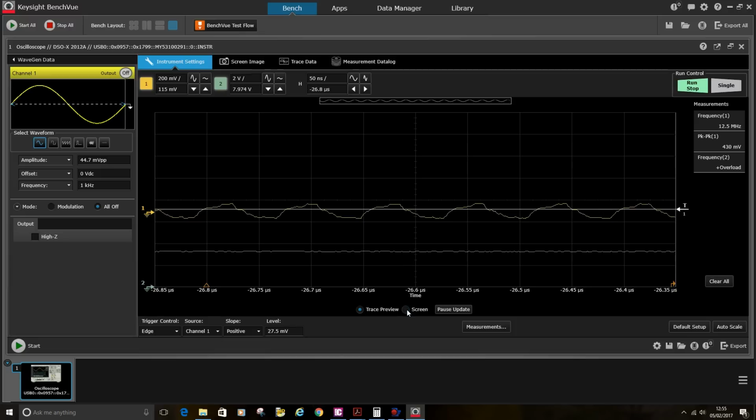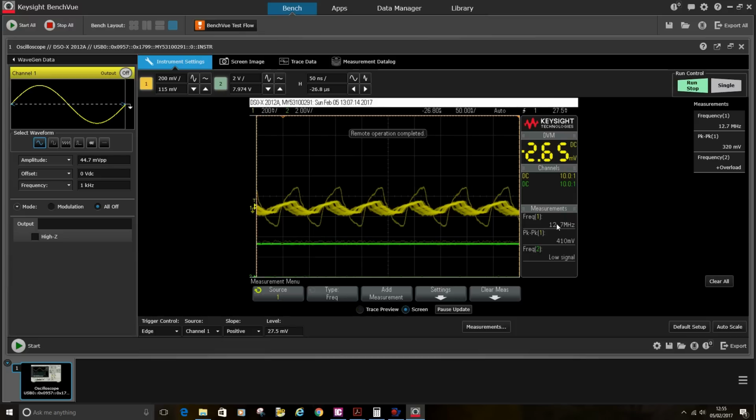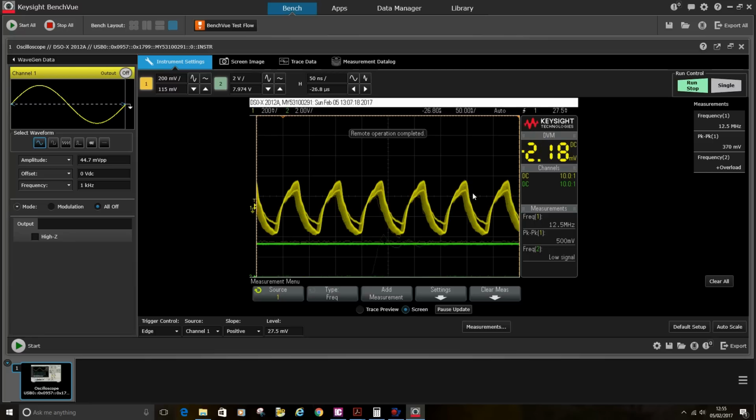If I get a screenshot, there we are. Let it update. That's the noise I've got on my screen at the moment. That is not my 400 Hertz sine wave, and that's what I had for a couple of days. I just couldn't get this bloody thing to work. What a bugger.